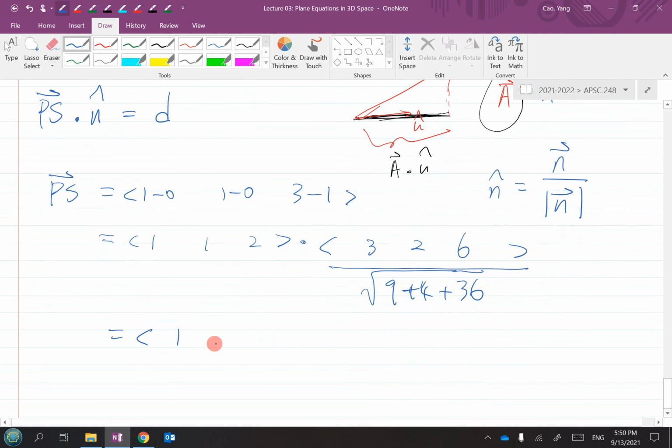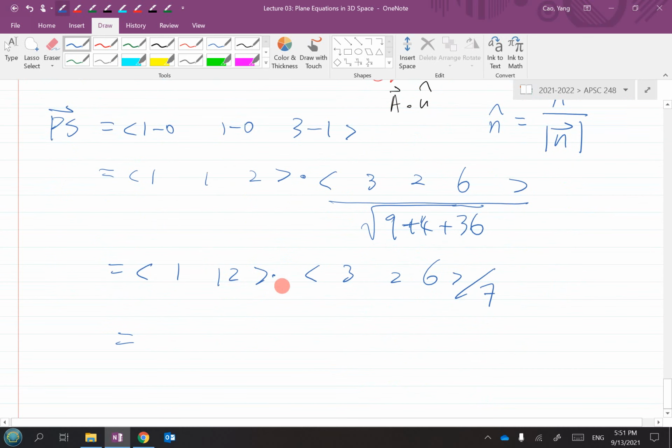So then you get (1, 1, 2) dot (3, 2, 6) over 7. The rest is just calculating the dot product. You end up with 17 over 7. That's the result, the shortest distance from this point S to the given plane.